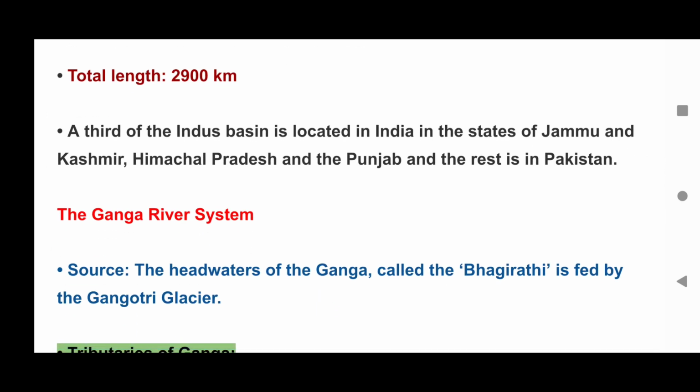Total length of Indus plain is 2900 km. A third of the Indus basin is located in India in the states of Jammu and Kashmir, Himachal Pradesh and Punjab, and the rest is in Pakistan.